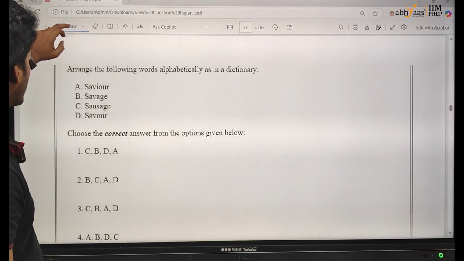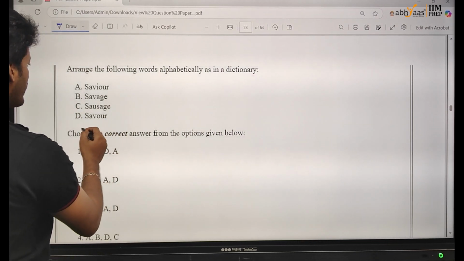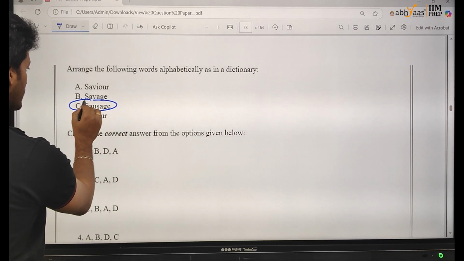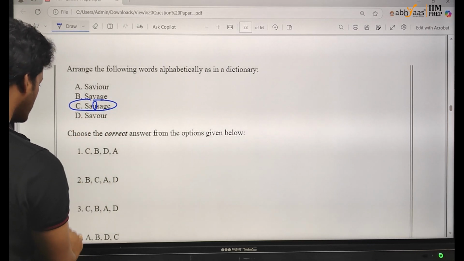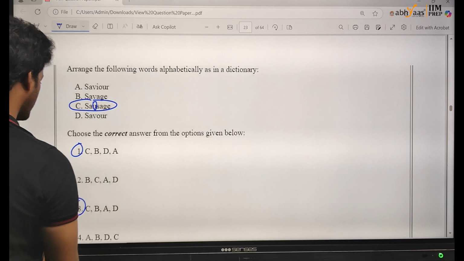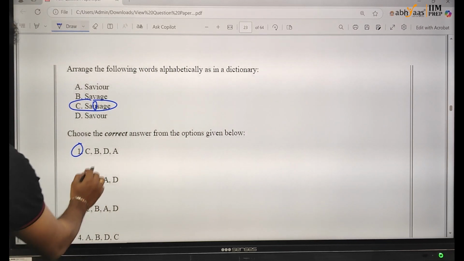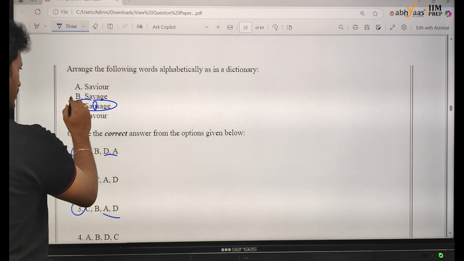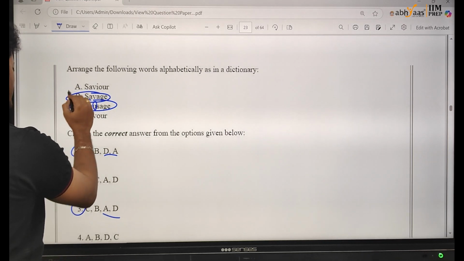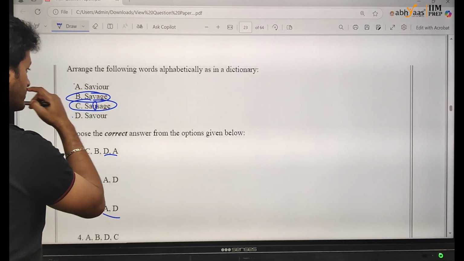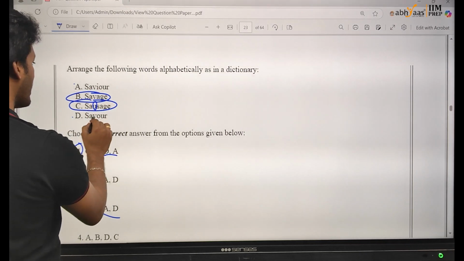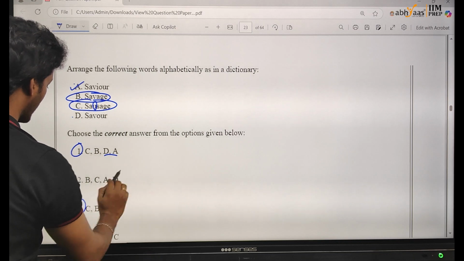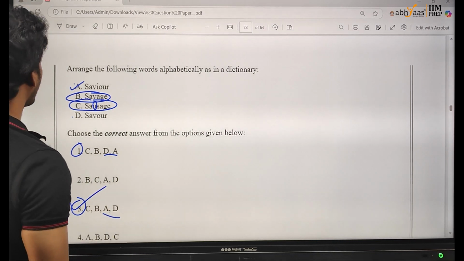And now alphabetical order in a dictionary. The correct order is in alphabetical order. So the first thing will obviously be C, sausage. It is having U here, so it will come first. So I have only two options starting with CBD and CBAD. I have to check for the last two things, which letter will come with the last. I need not check for B. I have to check between A and D only. So which word comes first? SAVIO. Which letter comes first between I and O? It will be I. So A comes first, and third is the right option.